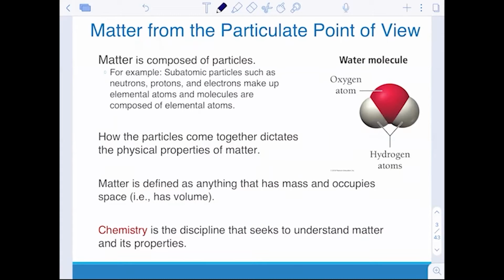So matter, we're going to start focusing on that subatomic realm. Yes, we like to think about the macroscopic worlds, cars and desks and things like that, but chemistry is really looking at how things react, and to understand how matter reacts, we need to look at the subatomic realm. And so looking at it from the particulate point of view, matter is composed of particles. Neutrons, protons, electrons, that's what we're going to see in this chapter.